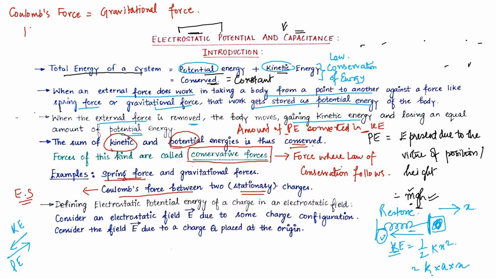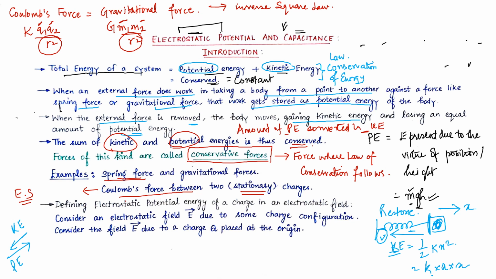We write Coulomb's force as K Q1 Q2 upon R square, and for gravitational force we write G M1 M2 upon R square. Here we take the charges under consideration, and here we take masses under consideration. Coulomb's force is inversely proportional to the square of the distance between the two charges. Similarly, our gravitational force also shows an inverse square law relationship.